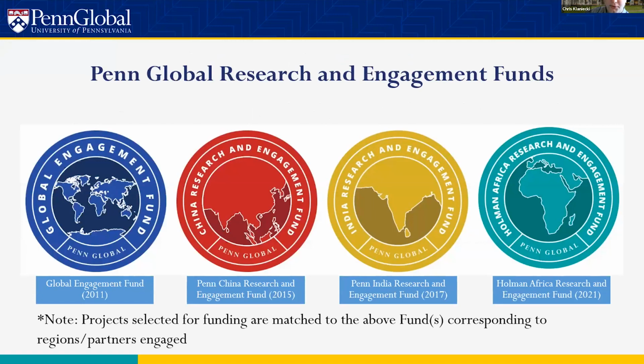We do this through our 4 research and engagement funds. On the left-hand side, you see the first fund we launched in 2011, the Global Engagement Fund for really any work that happens outside of the United States. In 2015, we launched our China Research and Engagement Fund for China-specific projects. In 2017, our India Research and Engagement Fund for India projects. And most recently, the Holman Africa Research and Engagement Fund for projects engaging the African region.